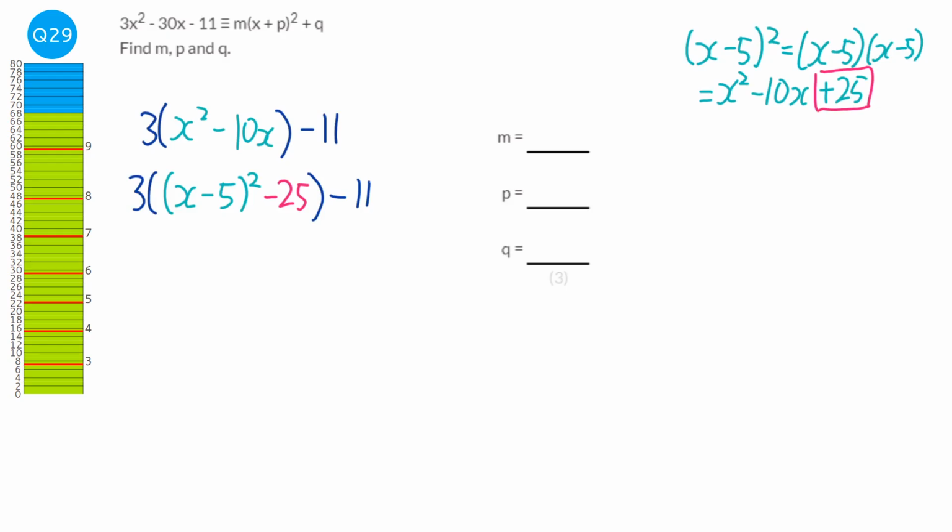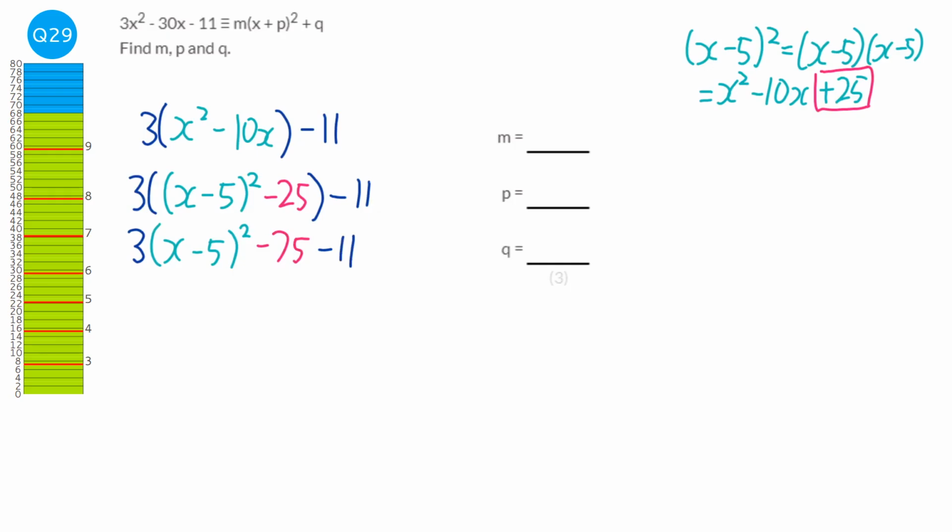Okay, so we need to get that minus 25 outside the brackets. So we're going to expand the brackets slightly. I'm going to leave the 3 on the outside of the x. In fact, let's keep the color scheme going. So we're going to have the x minus 5 squared bit there. 3 times minus 25 is minus 75. And then we've got this minus 11 at the end.